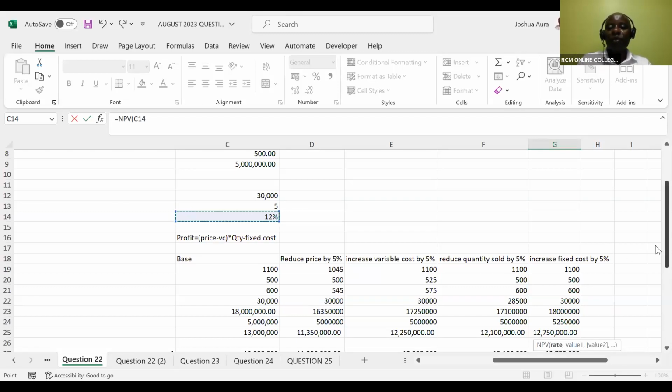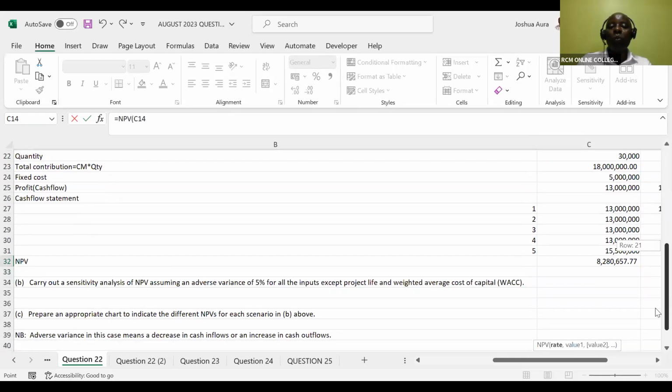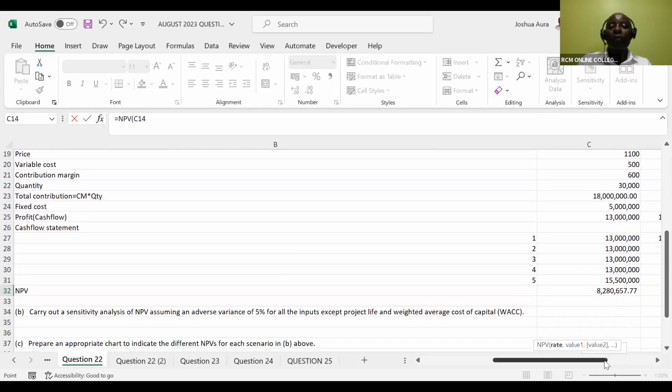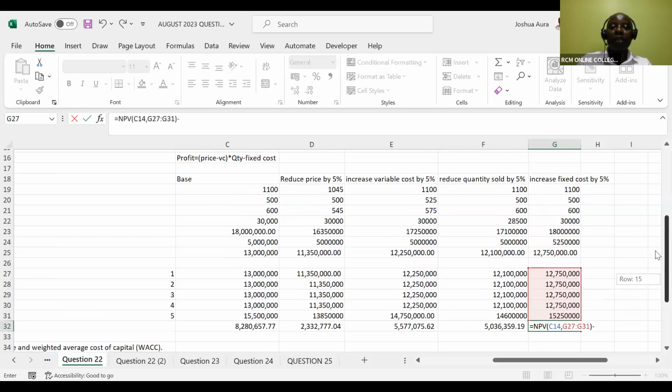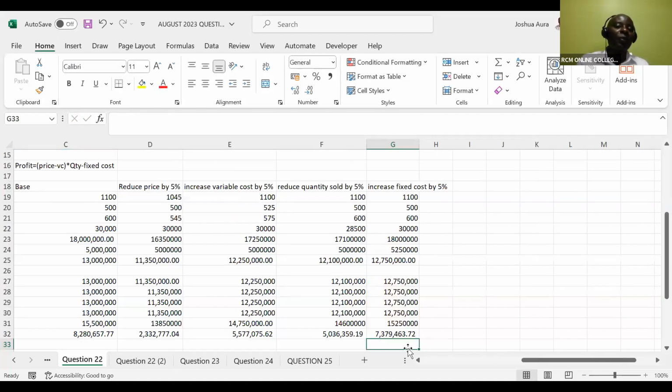And then I come back to my formula, comma, values 1 to value 5. I pick this. After that, ladies and gentlemen, I close and then I say minus. I remember that initial outlay was 40 million, although there's no harm, I can come back here and pick it at 40 million. This was the initial outlay. I say enter. So I'm getting this 7.3.